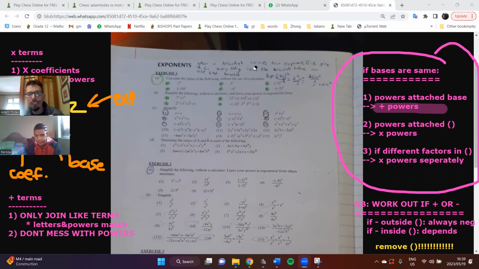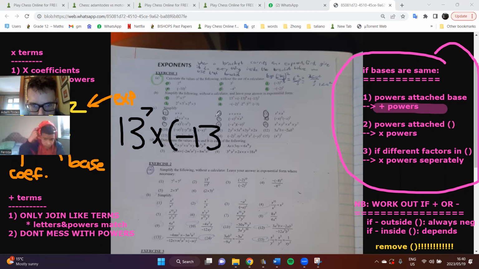So now we're going to do a question that's really going to put you to the test, Abu. It's going to apply all of these laws. Are you ready? We're going to do this one. Let me write it down. The question is 13 to the power of 7 times negative 13 to the power of 8 times negative 13 to the power of 5.